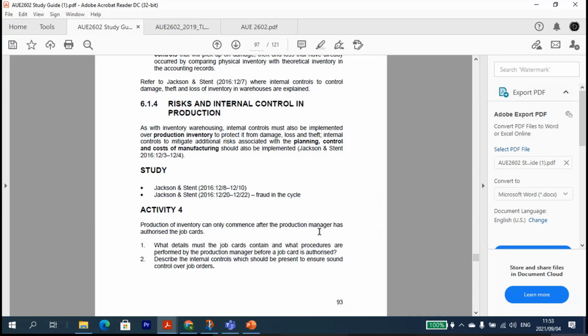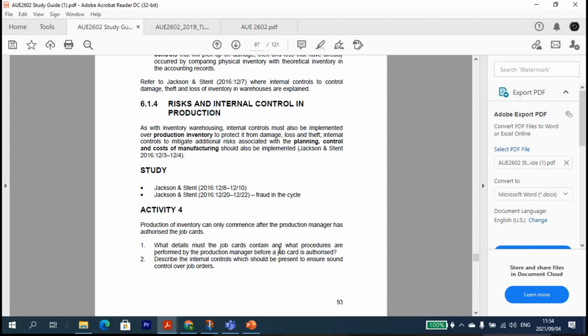What details must the job card contain, and what procedures are performed by the manager before they authorize the job card? So what details would be on a job card, and also what procedures does a production manager perform before they authorize a job card? The question to you guys.